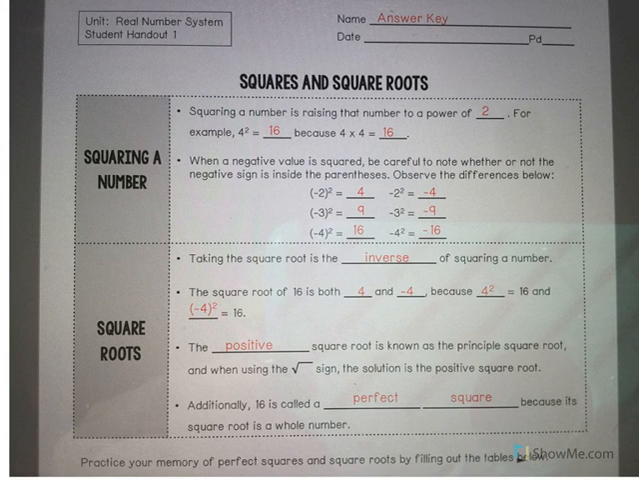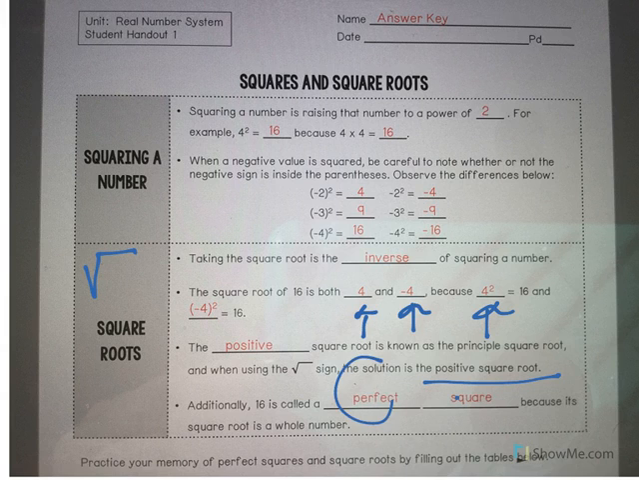Now, the next section talks about taking the square root, and that's how we write square root, is the inverse of squaring a number. Oh, Miss K, that sounds so confusing. It really isn't. The square root of 16 is both 4 and negative 4, because 4 to the second power is 16, and negative 4 to the second power is 16. The positive square root is known as the principal square root, and when using this sign, the solution is the positive square root. Additionally, 16 is called a perfect square because its square root is a whole number.